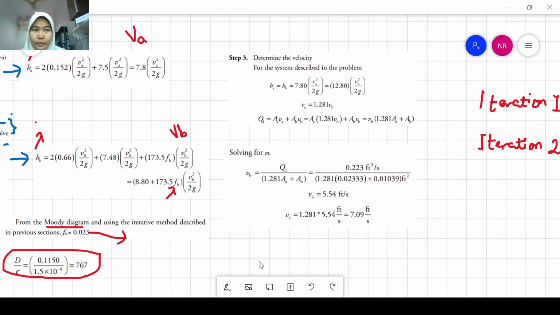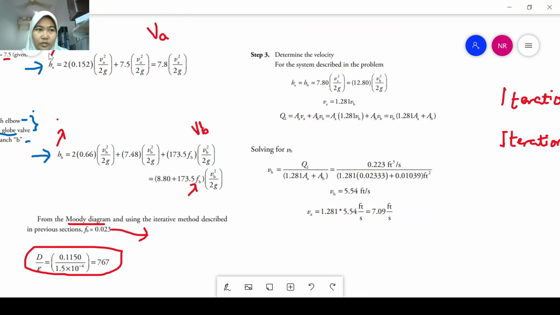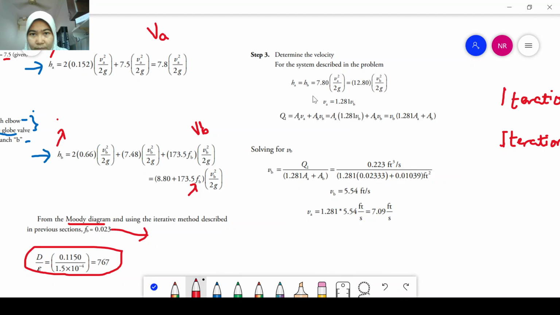Let's look at how we determine the velocity. You have two equations, HA and HB, and you know that HA and HB are equal. Once you have FB, you can solve this whole equation, and it becomes this one. Once you have the FB, you can get this equation, and this is for HA. Oh sorry.